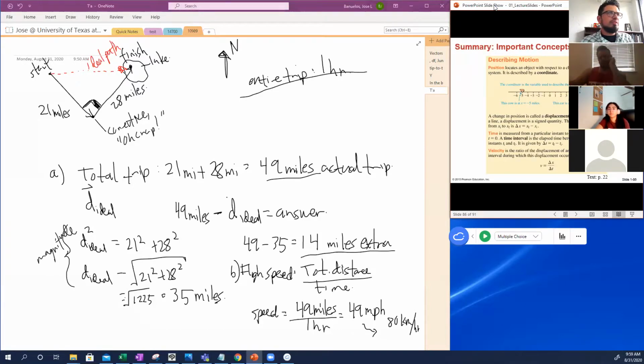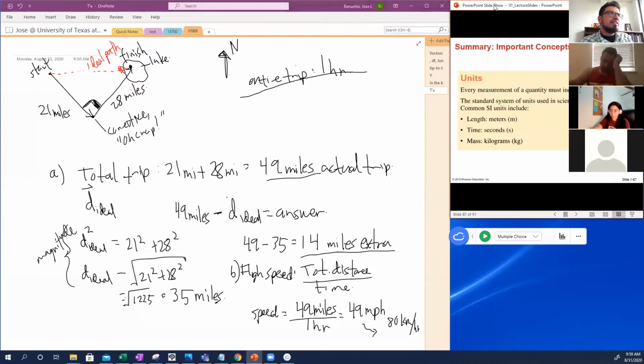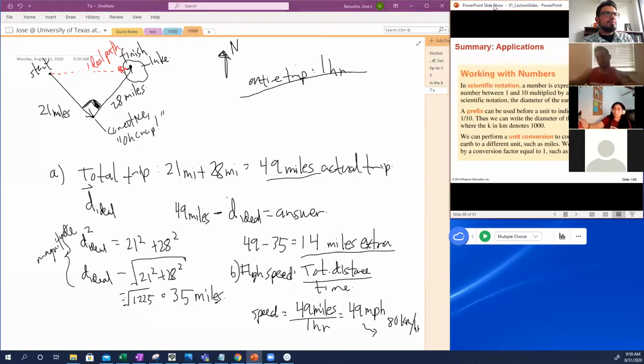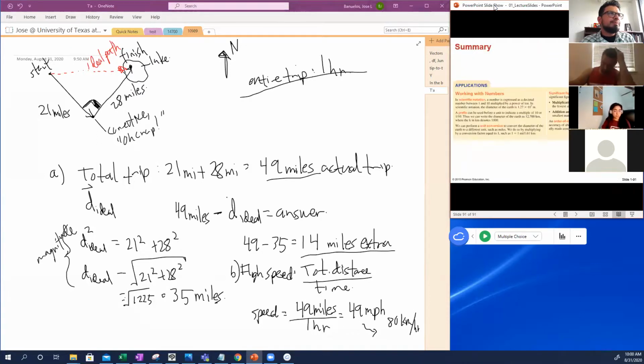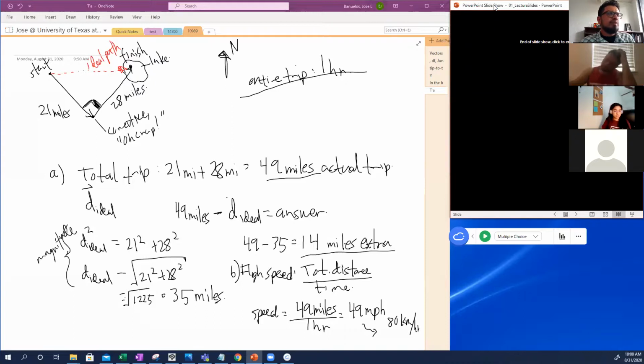They go through explaining things we talked about, like how do you get displacement? How do you define velocity? They go over units a little bit. How do we do conversions from scientific notation if we're dealing with big numbers or little numbers? We also talked about significant figures and how to handle them when you're doing multiplication and division, and when you're doing addition and subtraction. So that's all there is for this chapter.